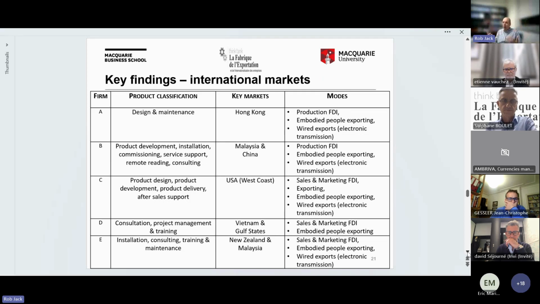This is what we're calling embodied people exporting. It's not fly in and fly out. I'll talk about that just very briefly at the end. This is not regarded by the firms as a fly in, fly out scenario, which tends to be more related to sales activities, client relationships, etc. This is very much focused on the delivery of a key component of their product by their specialized staff. So you can see by the indication of the modes that you start to get some relationship between the breakdown of the products and the breakdown of the way that they actually deliver these products in international markets.